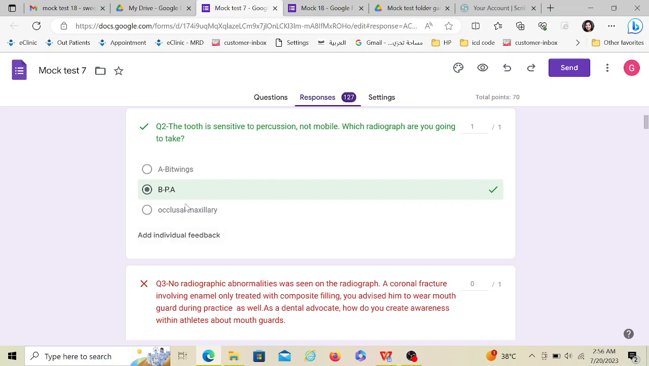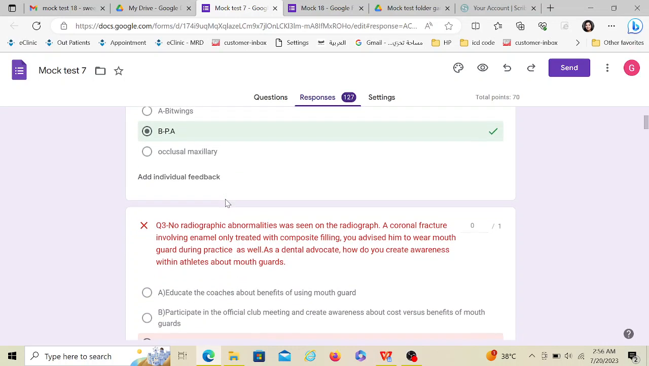So it is periapical. I'm not going to take a bitewing, because bitewing I will take for caries and for posteriors. For anterior also you can take, but now since I know which tooth has the problem, I will directly go with PA. Occlusal maxillary is not exactly a wrong answer, but it would be my secondary choice of radiograph. I wouldn't just directly jump onto the occlusal maxillary. So periapical is my first choice.